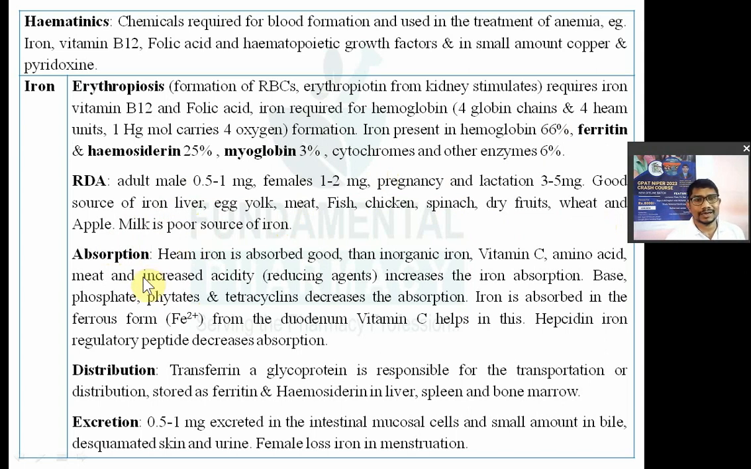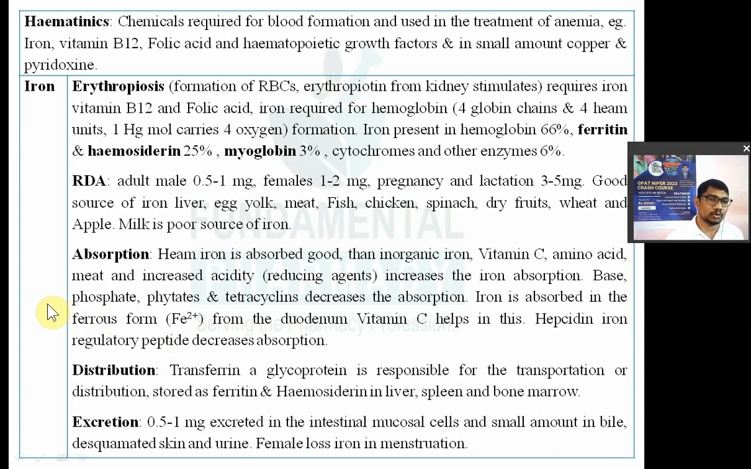Now iron is absorbed from the GIT, and for the absorption of iron only the ferrous form, Fe++, is absorbed from the duodenum. Mostly inorganic iron is available in the ferric form, Fe+++. So it must be reduced in the GIT.